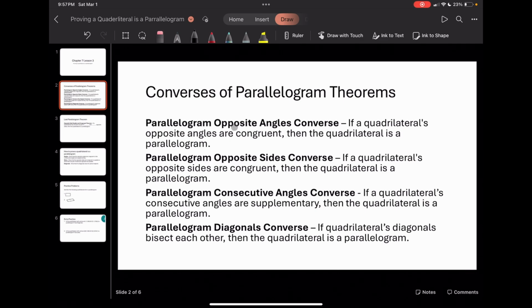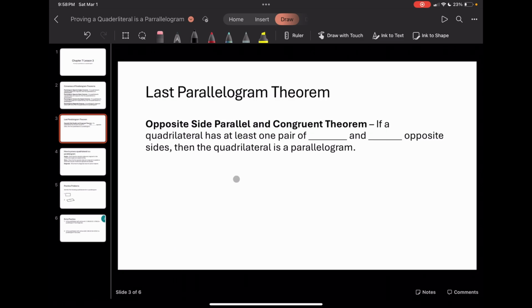So now I have the opposite sides converse. Opposite congruent sides in a quadrilateral implies parallelogram. Consecutive angles supplementary implies parallelogram. And diagonals bisecting each other imply parallelogram. It's really simple. But now we have a new theorem to look at. So this is not a converse.